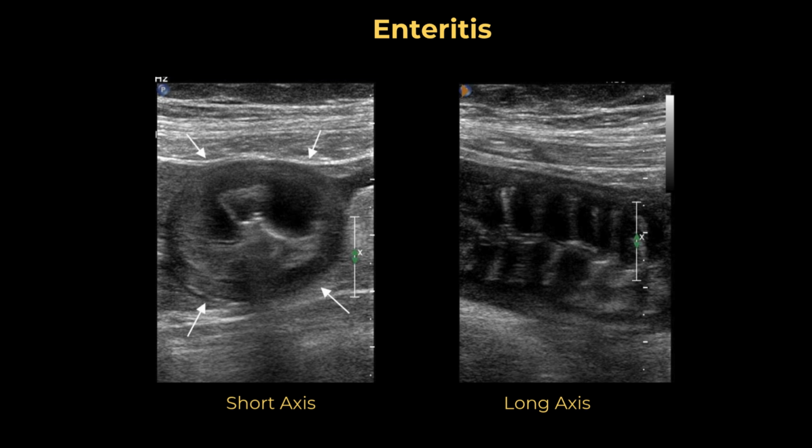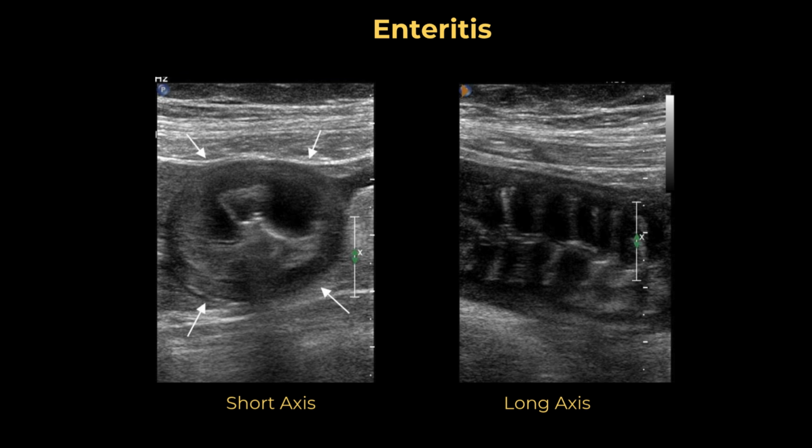Wall stratification is almost always intact. The layers of the bowel wall remain clearly visible. Bowel diameter is mildly increased. The loops measure about 2 to 3 centimeters. They are filled with fluid, but do not show the severe dilation seen in obstruction. Peristalsis is increased. You will see rapid movement and rushing fluid inside the bowel loops.